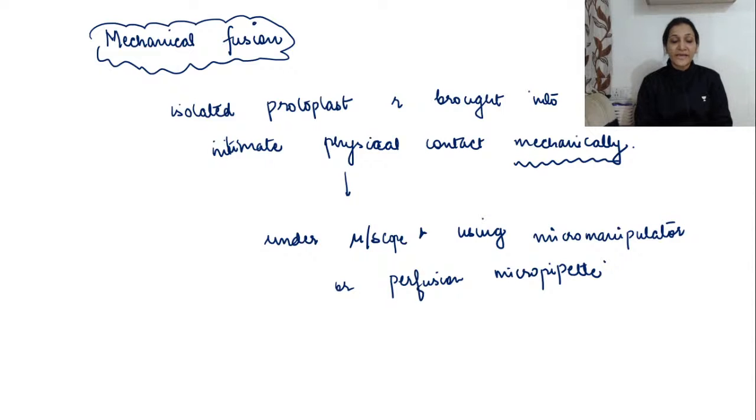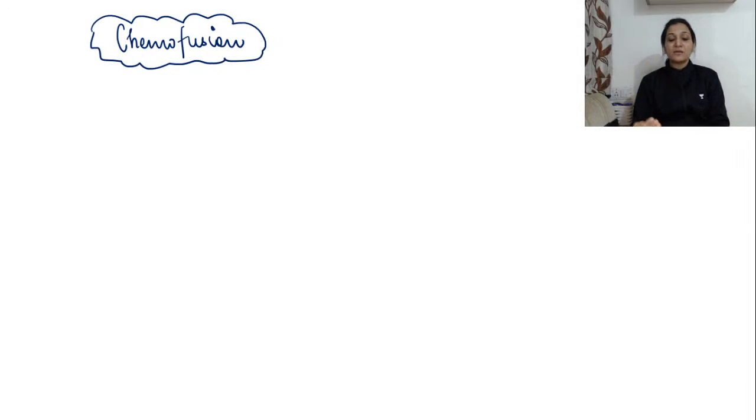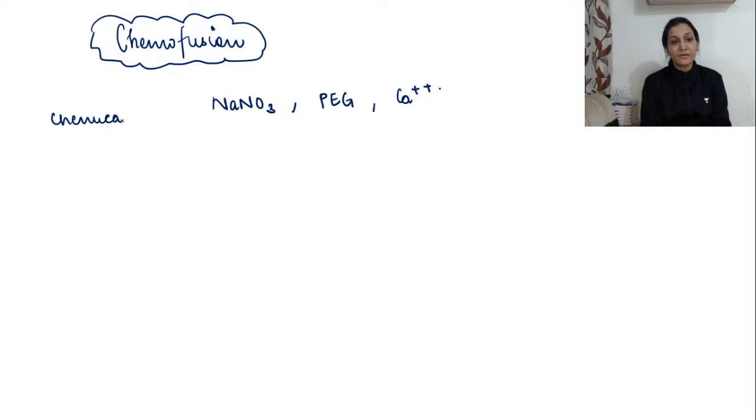Now the next thing is chemo fusion, that is with the help of chemicals. This is the second one. There are many chemicals which can be used to induce protoplast fusion. The examples can be sodium nitrite, polyethylene glycol, or calcium ions. These are examples of chemicals which can be used.